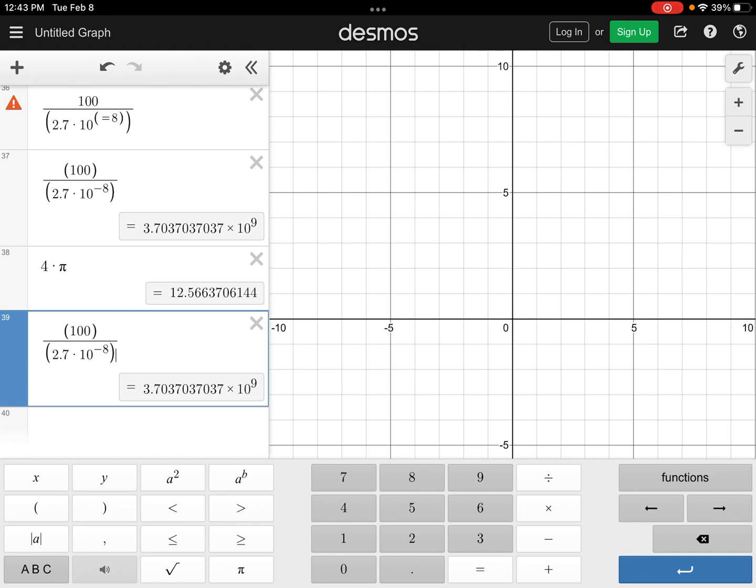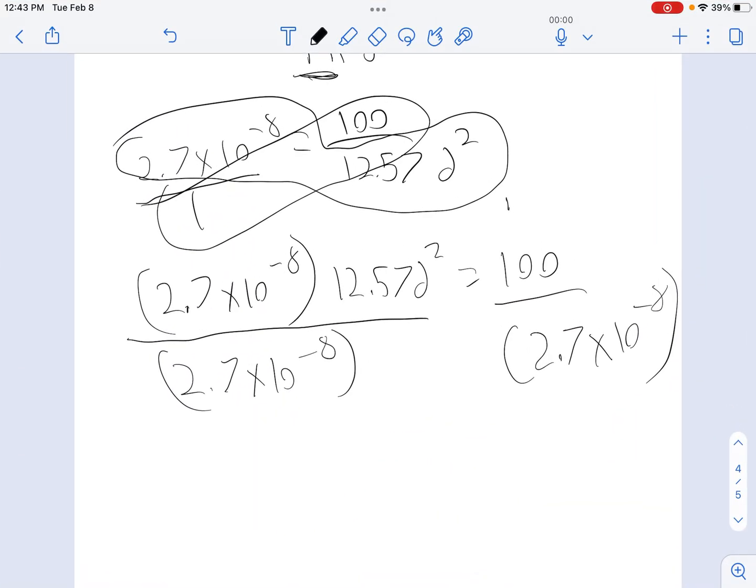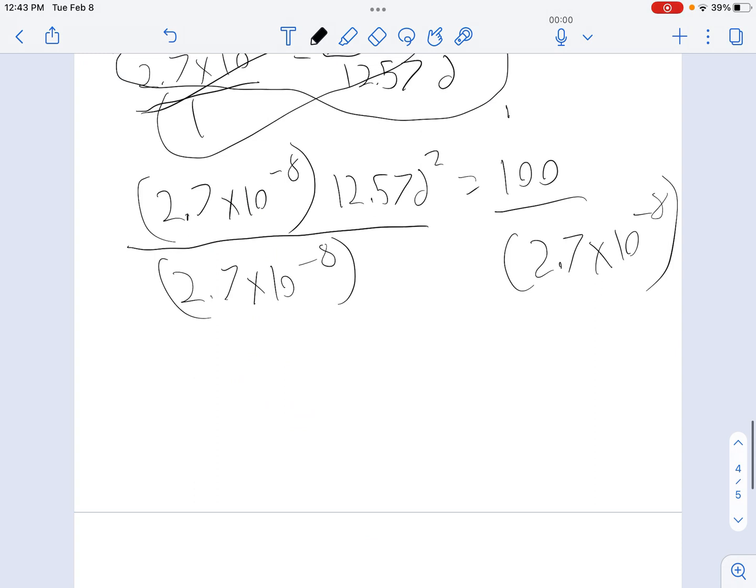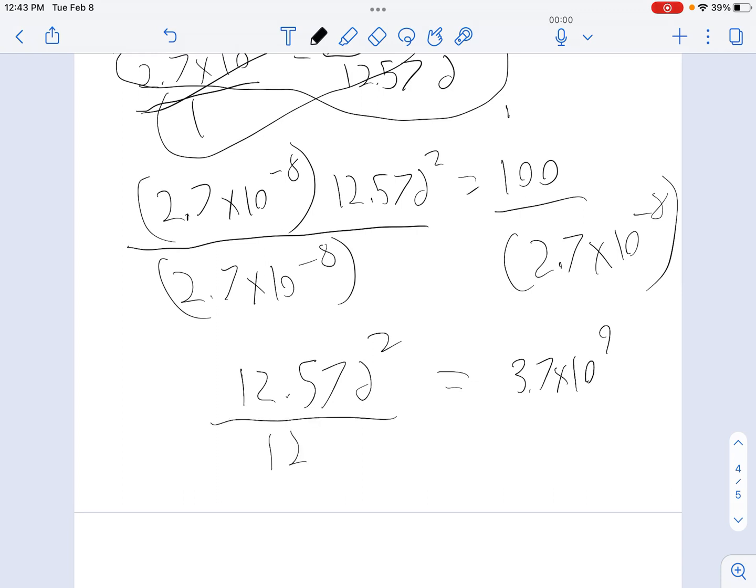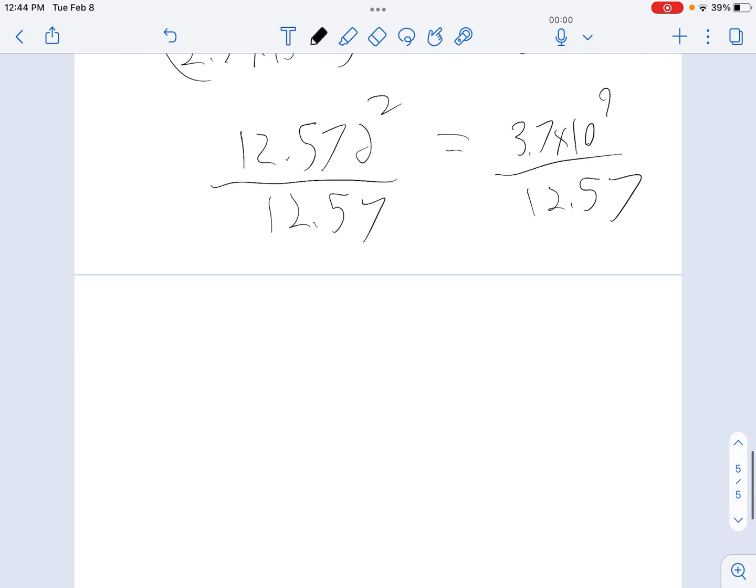So we'll just call it 3.7 times 10 to the 9th. 3.7 times 10 to the 9th equals 12.57 d squared. How do we get d squared by itself? We divide both sides by 12.57. Whatever you do on the left, you must do on the right. So now we do 3.7 times 10 to the 9th divided by 12.57.